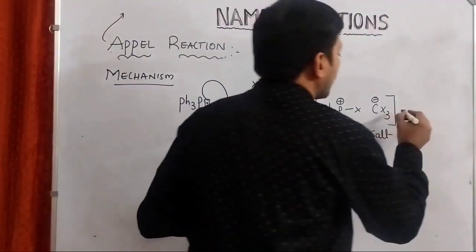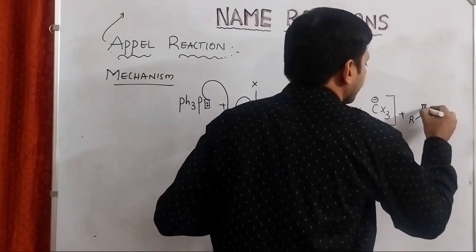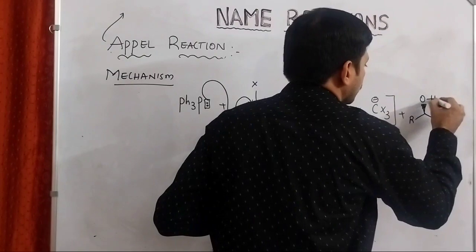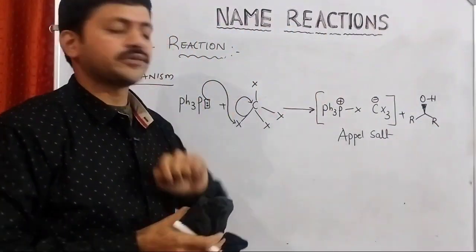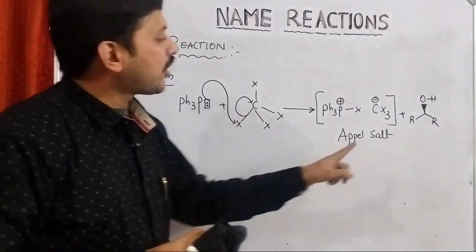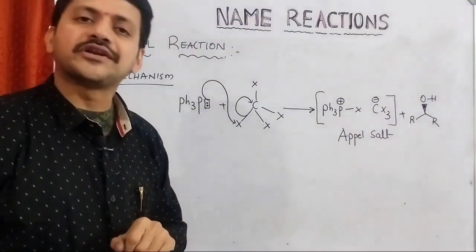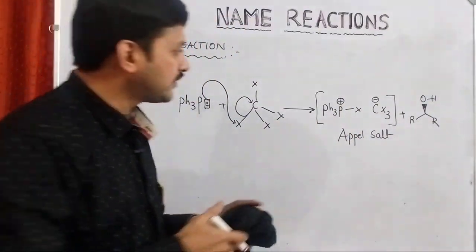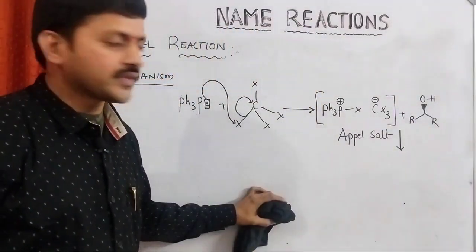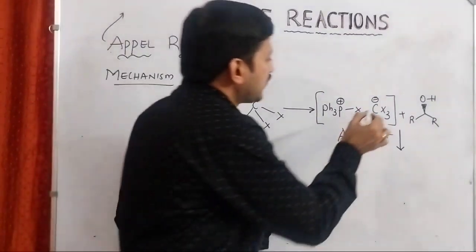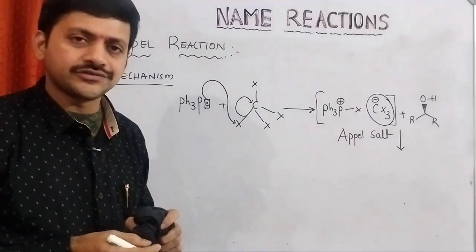The representation of alcohol is what? R-OH. The hydroxyl group is present in the front side or not? This is the representation. Let us see how this particular moiety is going to combine with this particular Appel salt. Right? For that purpose I am writing the arrow in this way. Initially what happens? Here we have CX3 minus or not? It needs a positive charge.